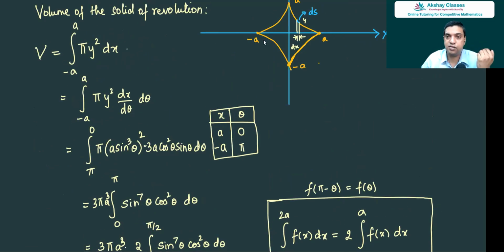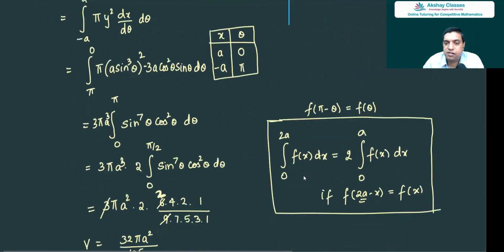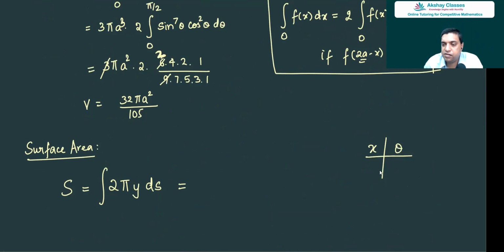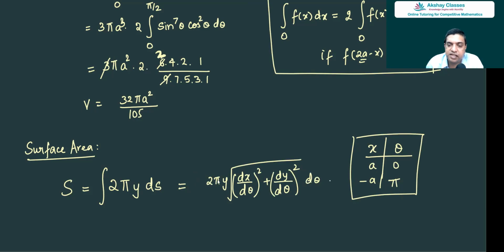We are revolving about the x-axis. So it will be the same limits, x and theta. When x is equal to a, theta is 0. When x is equal to minus a, theta is pi. So now this one will be 2 pi y into square root of dx by d theta whole square plus dy by d theta whole square times d theta. Theta varies from, now we wanted to do with respect to x, now it will be with respect to theta. So minus a to a will be pi to 0.